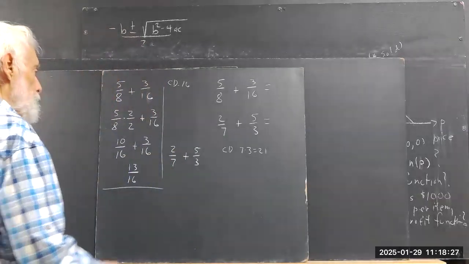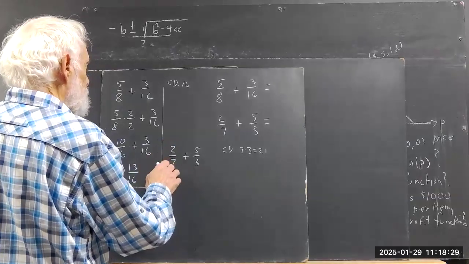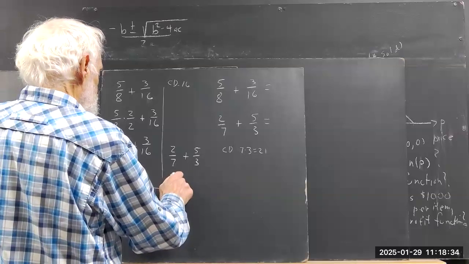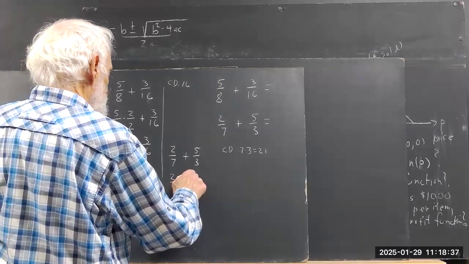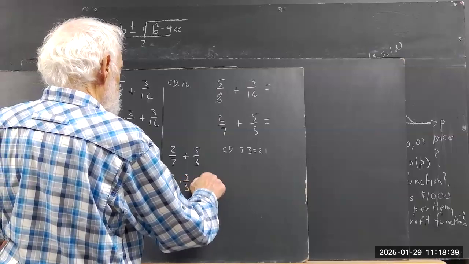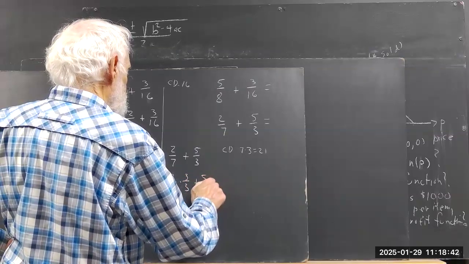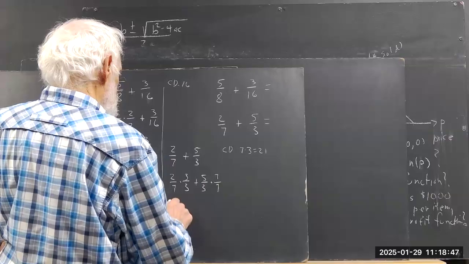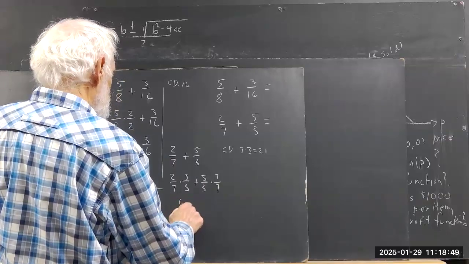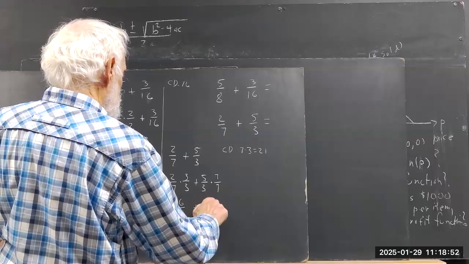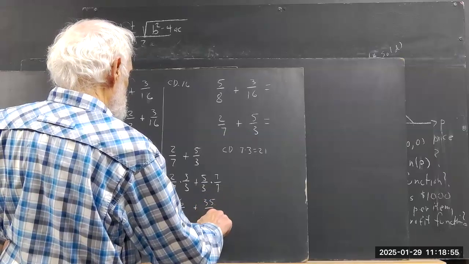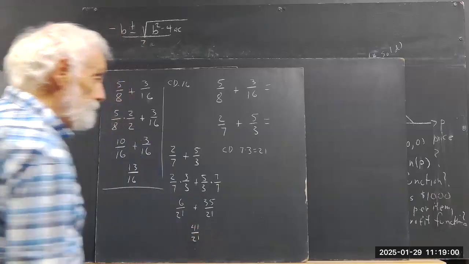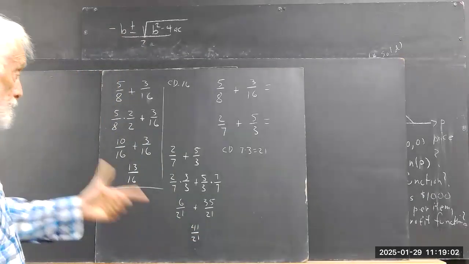Here's your common denominator. So it's 7 times 3. So we're going to do 2/7 times 3 over 3 plus 5/3 times 7 over 7. And that's going to give us 6 over 21 plus 35 over 21, which is 41 over 21.